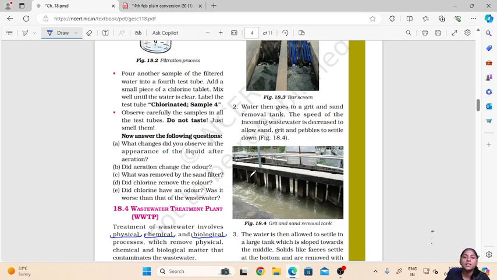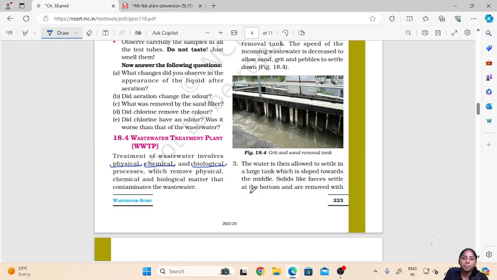Then the second step is the water goes to a grit and sand removal tank. Now here in the second step the speed of water is decreased and the water is slowly let into the grit and sand removal tank. Here the water is allowed to stand for a period of time so that the sand, grit and pebbles will settle down, and then the water from the top is again moved to the next step.